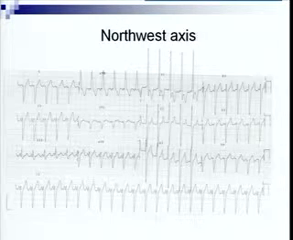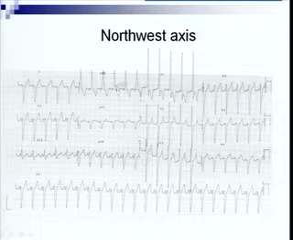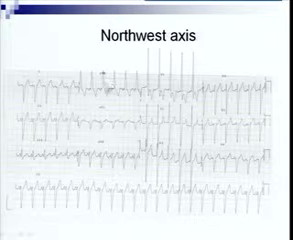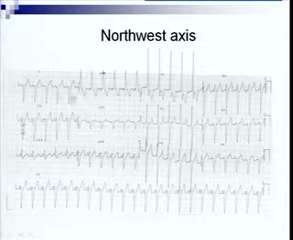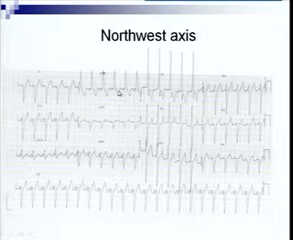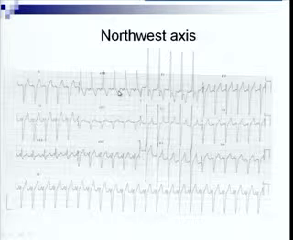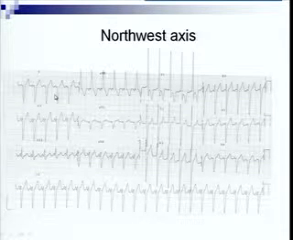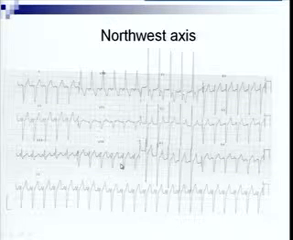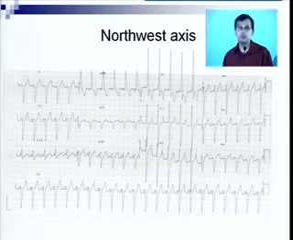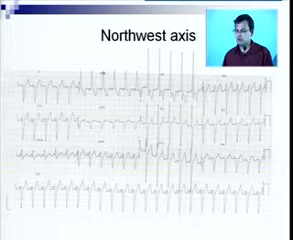In northwest axis, AVR will have the highest R wave, and it is more than the height of the R waves in any other limb leads. And in this ECG, you can see that the height of the R wave is the highest in AVR, and both lead 1 is negative and AVF also is negative, putting it into the northwest or the extreme right axis deviation.